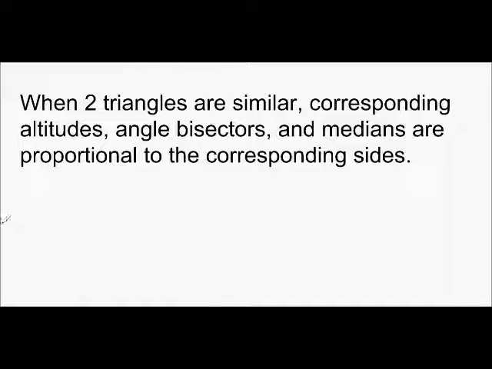This is what we're actually looking at in this lesson here. When 2 triangles are similar, corresponding altitudes, angle bisectors, and medians, those are the 3 things that we just saw the definitions for, are proportional to the corresponding sides. So this is important.